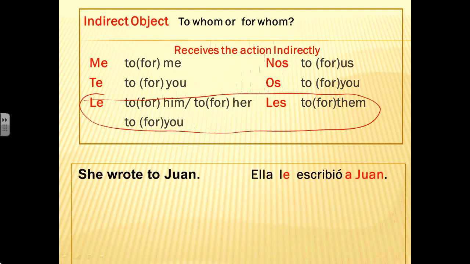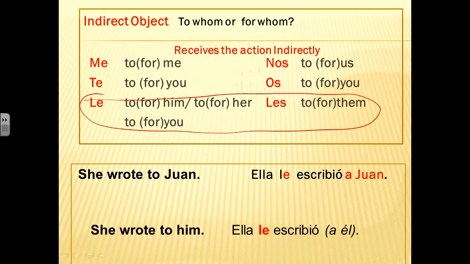Okay. Por ejemplo, she wrote to Juan. Okay. So when you write this, she wrote to Juan in español, ella escribió a Juan. She wrote to Juan. Or if you want to say she wrote to him, ella le escribió a él.